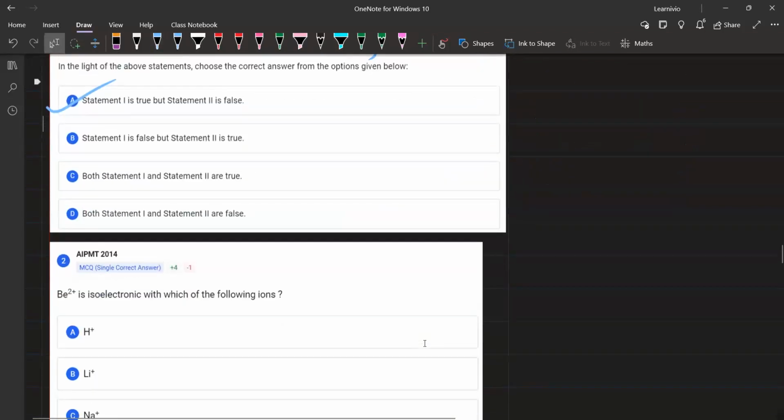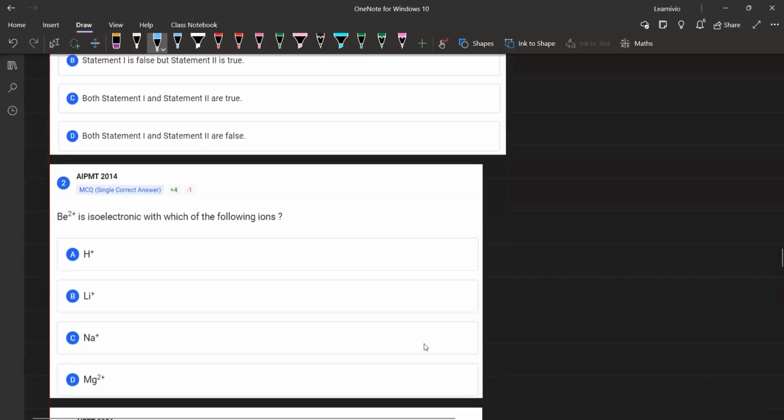Okay, let's do this next question also. Be2 plus is isoelectronic with which of the following ions? Be2 positive, how many electrons does beryllium 2 positive have, and which of the following will have a similar number of electrons? Hydrogen, helium, lithium, beryllium. Okay, so if you remove 2 electrons, how much will it be? 2 electrons will be remaining. Here you have 0 electrons, lithium 1, here you have 2 electrons, sodium is 11, it will become 10, here also it will be 10. So lithium 2, lithium plus will be the correct answer. So same number of electrons, isoelectronic, same number of electrons. Please copy this down.